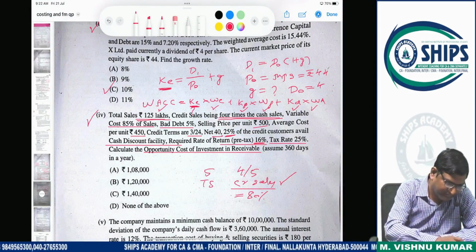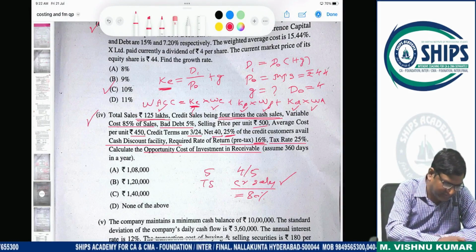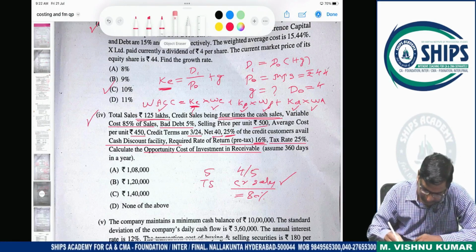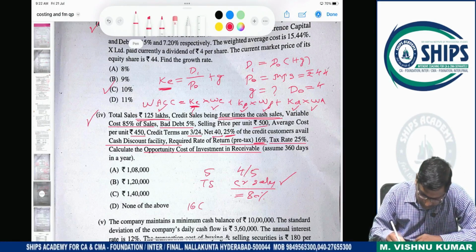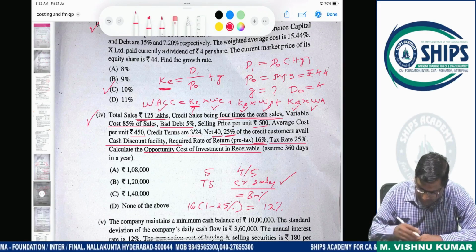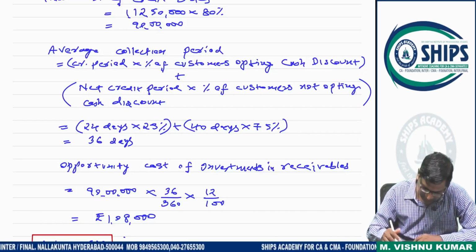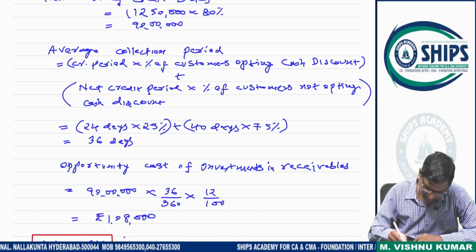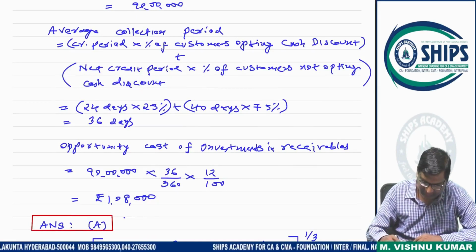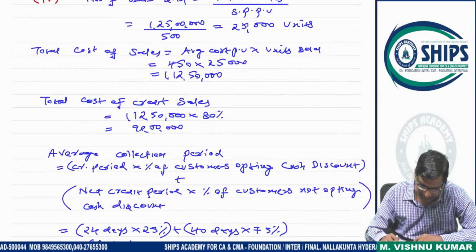So 16 into 1 minus tax rate, 25%. This is 12 coming. So the post-tax rate is 12%, so we have to use 12%. So 1,08,000 is coming. So the answer is A. I hope this is understood, sir. Yes, sir, understood.